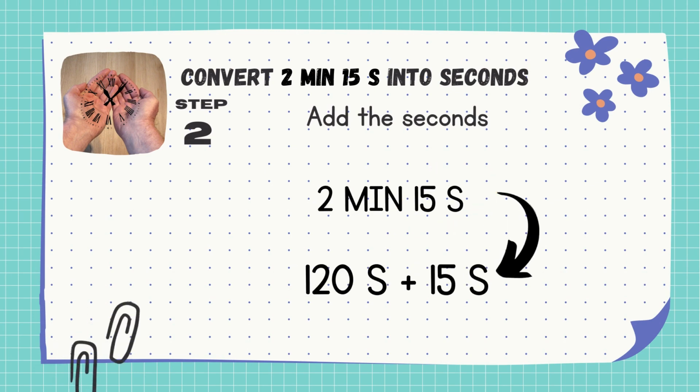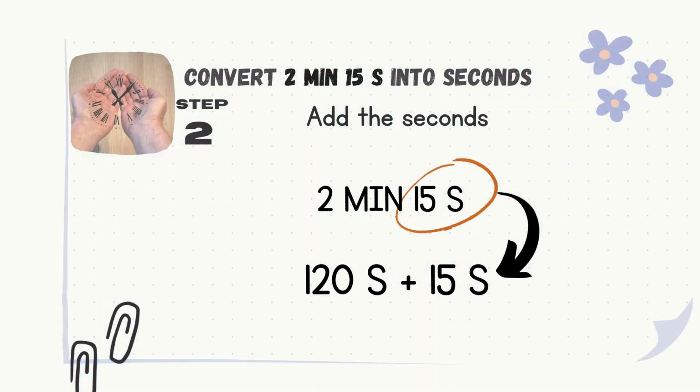Next, for step number 2, after you settle the minute, move on to the second. This is where we are going to add the seconds that we have to the answer you found in step 1 just now. So just now you found that 2 minutes is equal to 120 seconds, and then you just bring down your 15 seconds here and add it up. So you have 120 seconds plus 15 seconds.